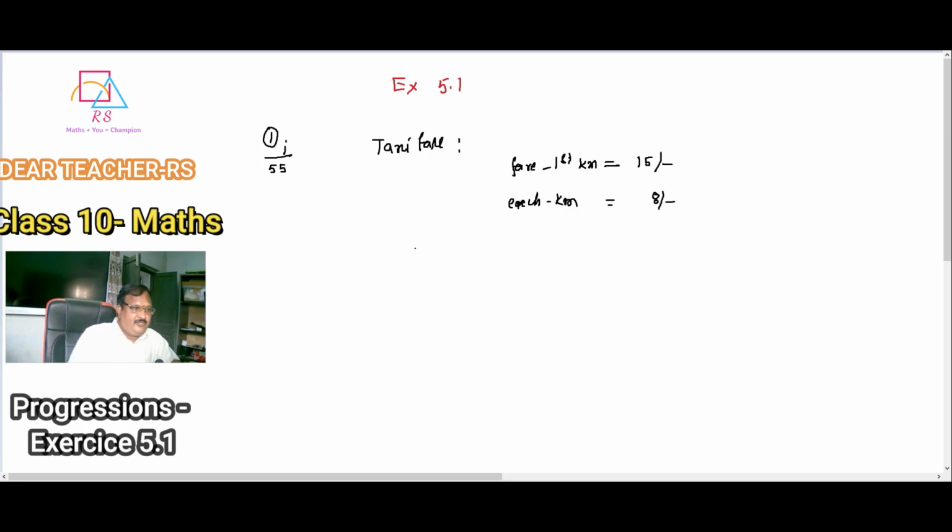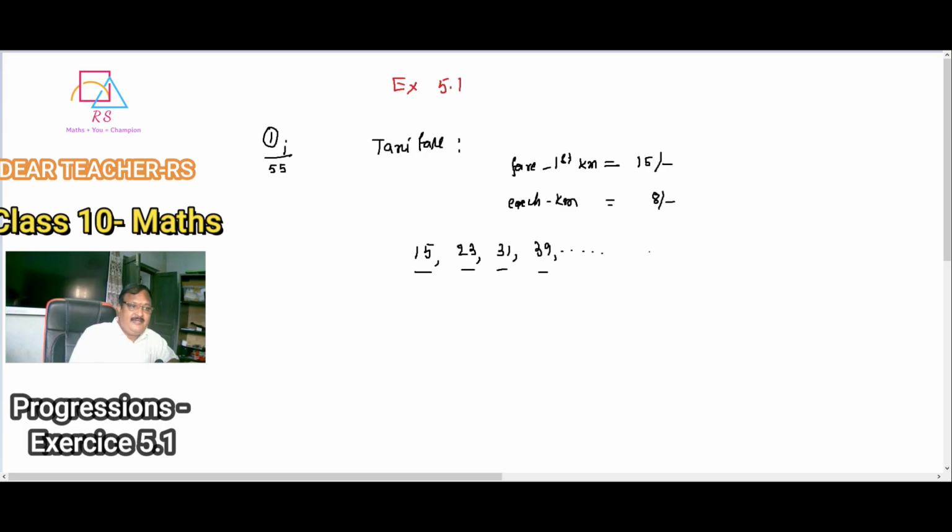Find the progression. If you travel 1 kilometer or less, it is 15. If you travel 2 kilometers, 15 plus 8, 23. If you travel 3 kilometers, you add 8 to 23, 31. So 31 plus 8, 39, and so on. That means first kilometer 15, 2 kilometers 23, 3 kilometers 31, and so on.